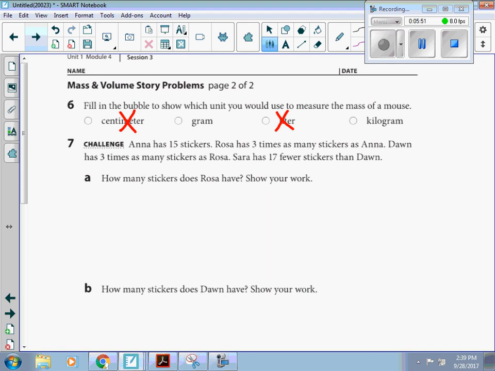And I have kilogram. Well, a gram is really tiny, so it's a mouse. And a kilogram is pretty heavy. Mice aren't very heavy, so we're going to go with gram.